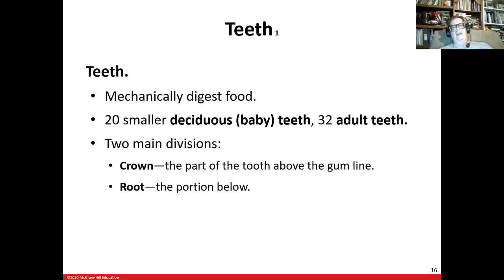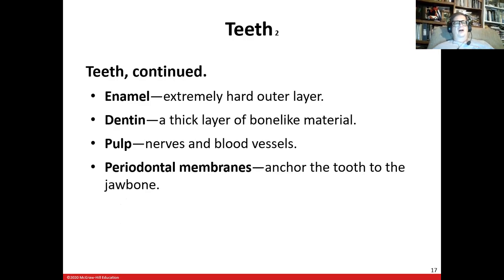Teeth help us to mechanically digest food. I told you they should have listed that as an accessory organ. We have 20 deciduous teeth, baby teeth, and 32 adult teeth. The root is the portion below the gum. The crown is the part above the gum. When we look at a tooth, the outside is super, super hard. It's enamel, but it's also brittle. You wouldn't want to build a whole tooth out of that, or it'd crack real easy.